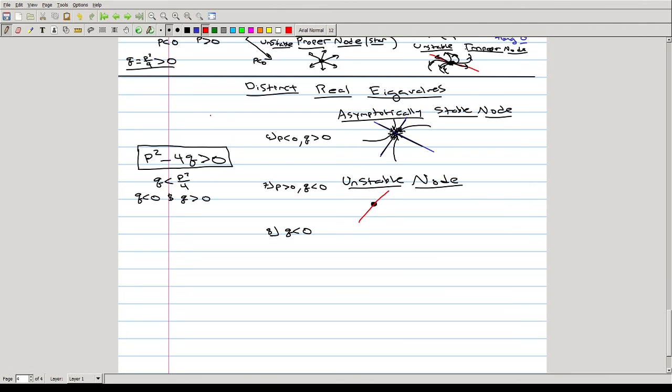And just like before, we'll have two manifolds, or collections of points here, corresponding to the eigendirections, where the solution will be moving in a straight line, but it'll be moving away from the equilibrium point. And for every other initial condition, the solution will be moving away from the equilibrium point along exponential curves that look like this. So this is called an unstable node.